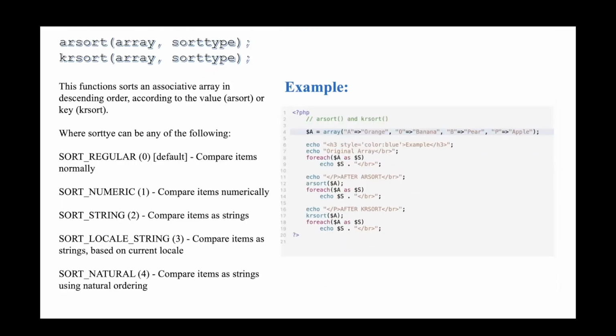And then we have the arsort and krsort. They both do the same thing, but they sort an associative array in descending order or ascending order, depending on which one of the functions you use.